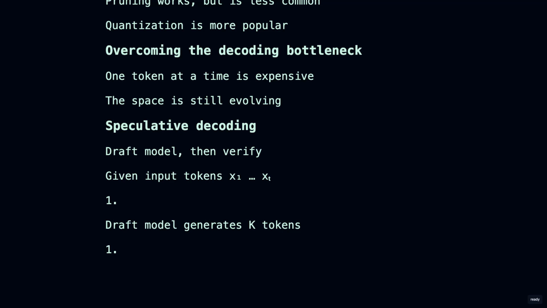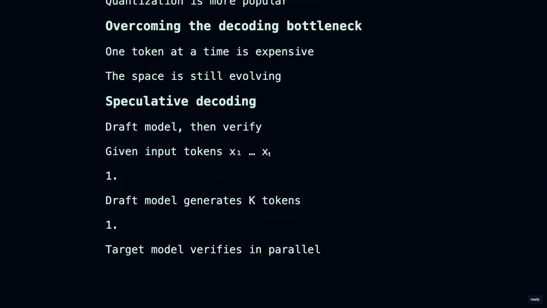Next, the target model examines the draft tokens in parallel. That verification step is much cheaper than generating the same tokens one by one. The key advantage is that verification can be parallelized. So even though the main model is still doing the final judgment, it is doing less sequential work.